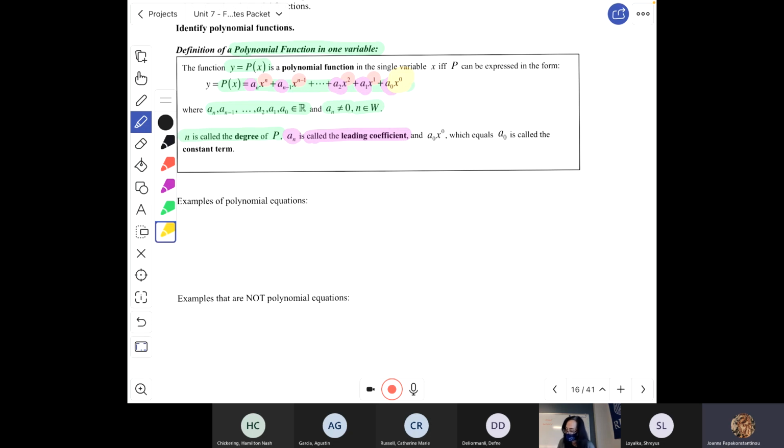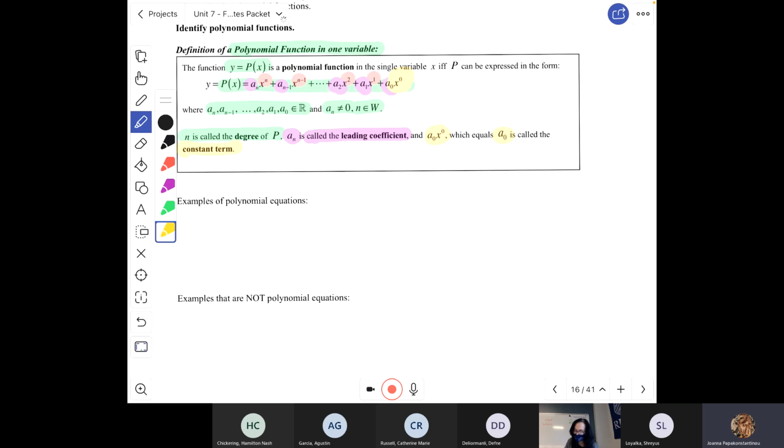And again, a to the 0 subscript is just your coefficient of x to the 0, which is just your constant. So my recommendation to you is to always put any polynomial I give you in standard form. What is standard form? Exponentially decreasing order. It's in your best interest to put it in that form. So what are some examples of polynomials?